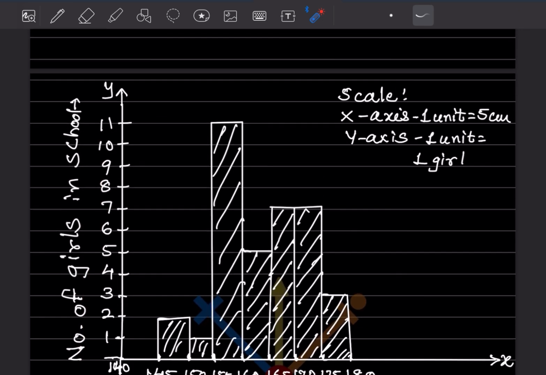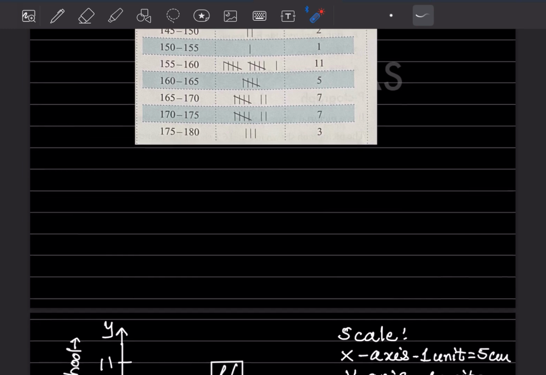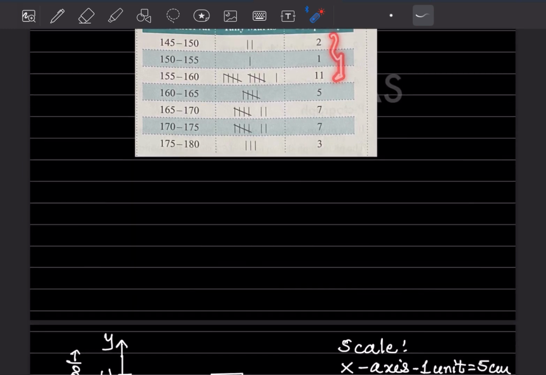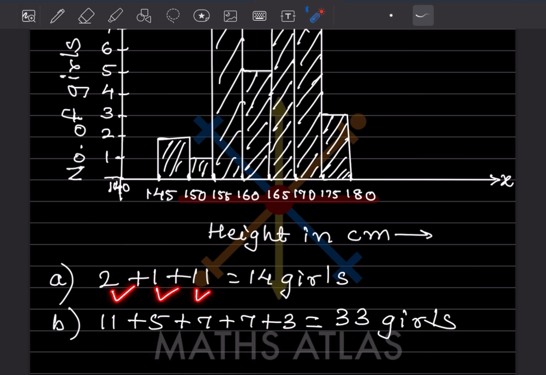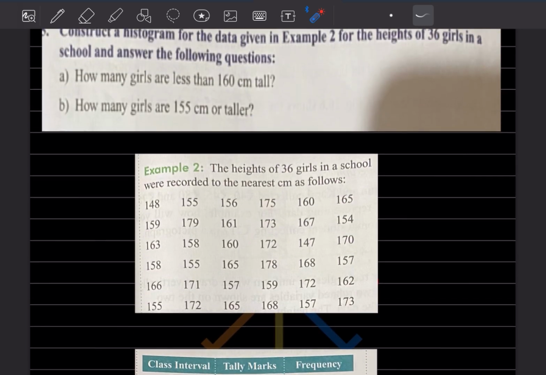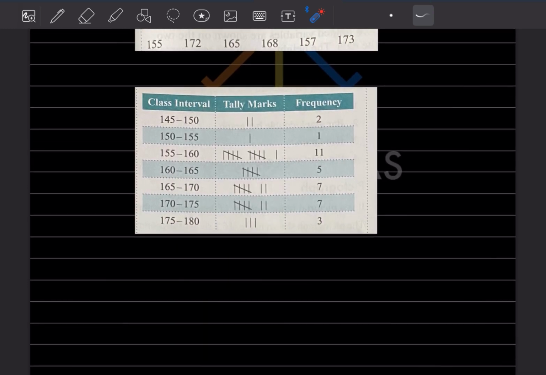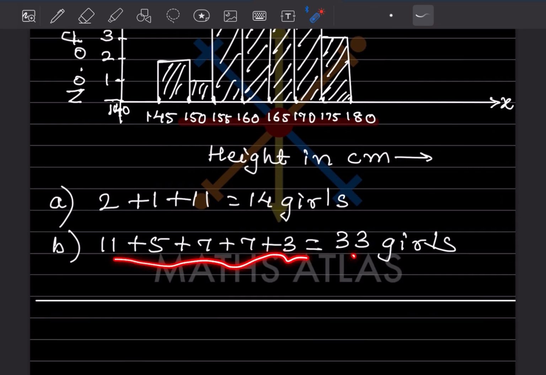Now the next question they said here: how many girls are less than 160 centimeter tall? Less than 160 centimeter means you are going to consider these: 2, 1 and 11. So you are going to add 2, 1 and 11, so that is going to be 14 girls. And the next question is, how many girls are 155 centimeter or taller? So you take 155 centimeter and taller, from here to here. When you add all these, you get 33 girls.